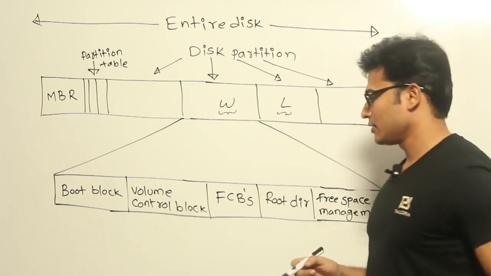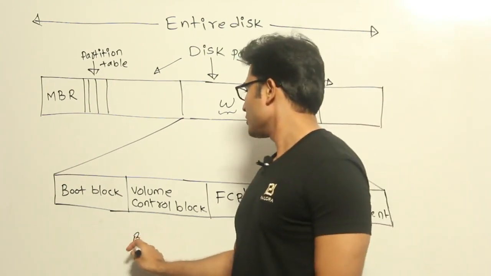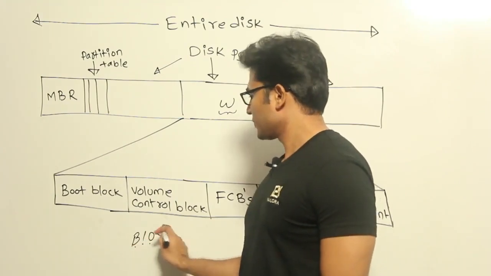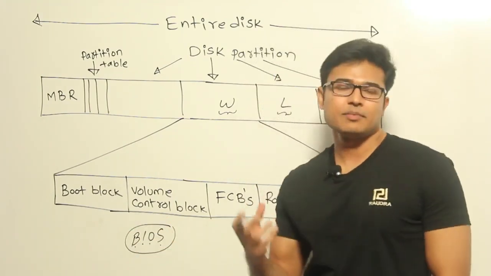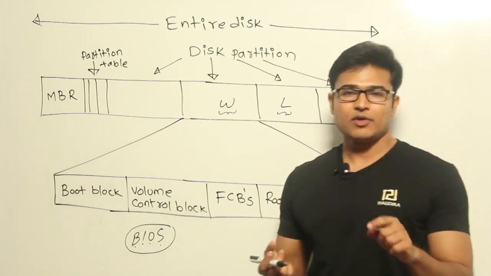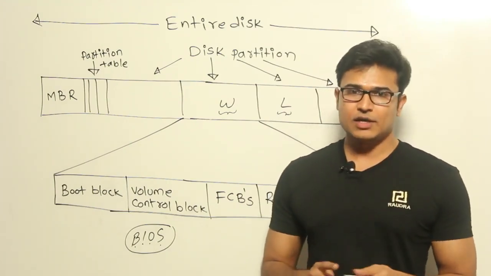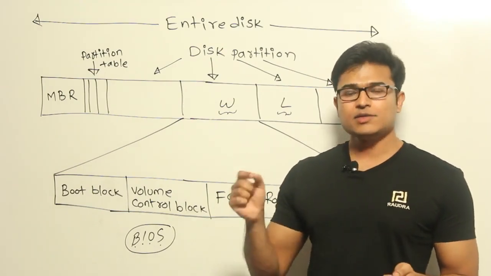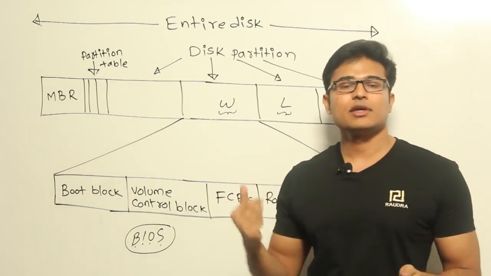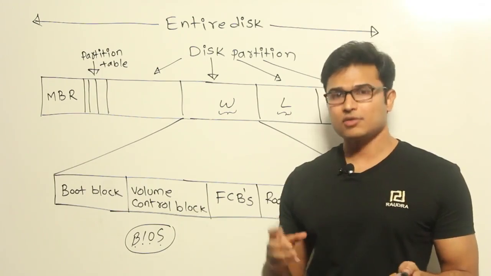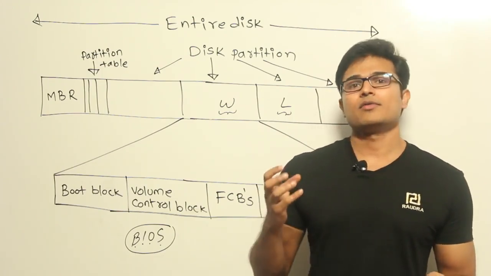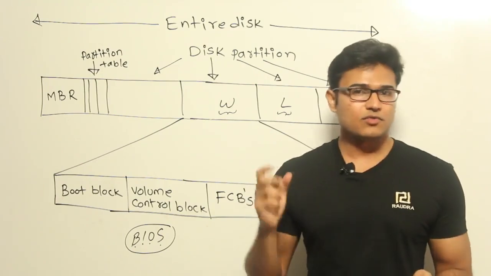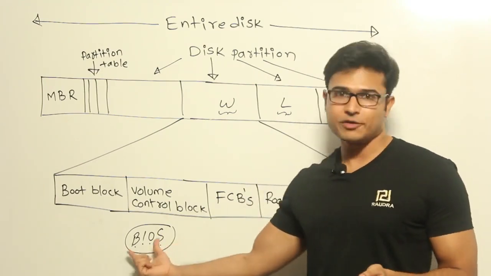For that reason we are going to have BIOS, basic input output system. This is a small piece of code which will be present on the ROM. Whenever you turn on your computer for the first time, you are not going to have anything in the main memory because it is volatile, and unless you have something in the main memory, your CPU cannot execute any instructions. In order to break this loop, we have some piece of code present on the ROM, and this piece of code is called BIOS.